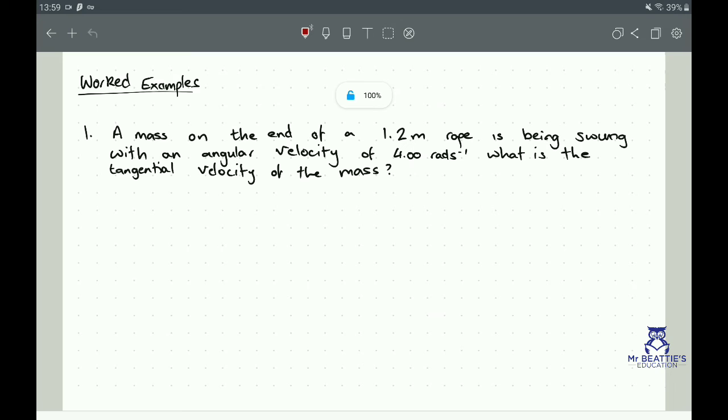So we've got a mass on the end of a 1.2 meter rope being swung with an angular velocity of 4 rads per second. What is the tangential velocity of the mass? So we're looking for v, we have omega is 4, and the radius is 1.2. So v equals omega r, 4 times 1.2, which is going to be 4.8 meters per second.